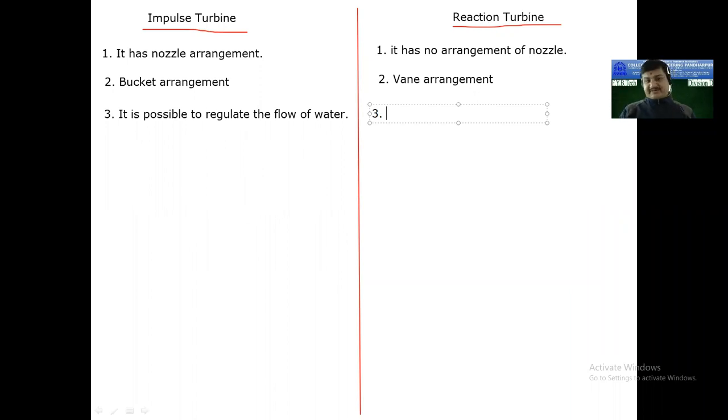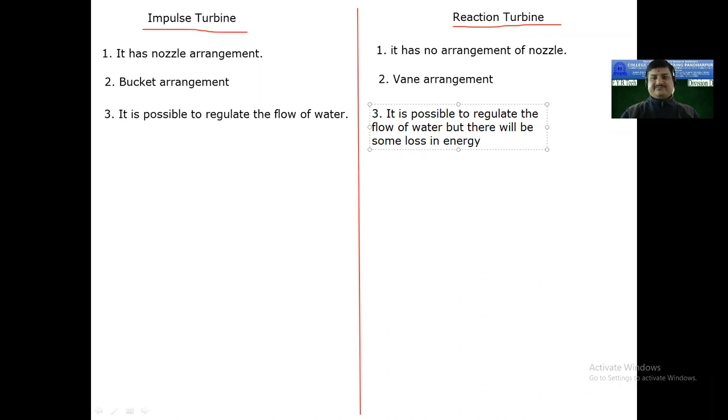So in impulse kind of turbine, it is possible to regulate the flow of water. And in reaction turbine, it is possible to regulate the flow of water, but there will be some loss in energy. Here also you can regulate the flow, but if you will try to regulate the flow, then there will be loss in the energy. Okay, and here it is possible to regulate the flow of water.